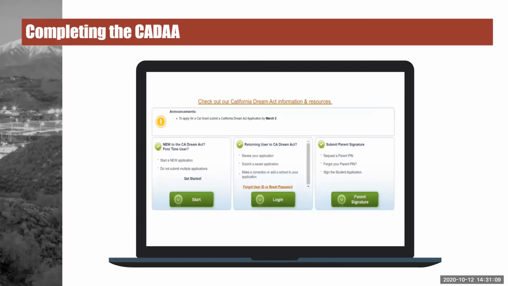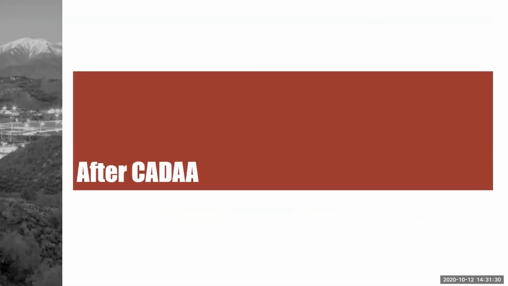Another alternative to providing the parent's signature is by accessing the main California DREAM Act webpage at dream.csac.ca.gov. Have your parent select the green parent signature button, at which point they will follow the steps needed to sign your application. If a parent is unable to electronically sign the application, they will have the option to print a signature page that will need to get mailed out.